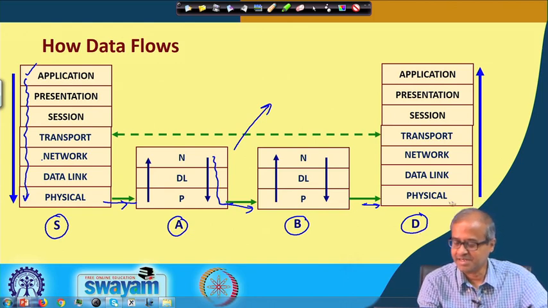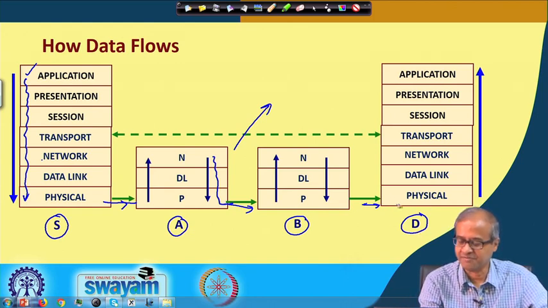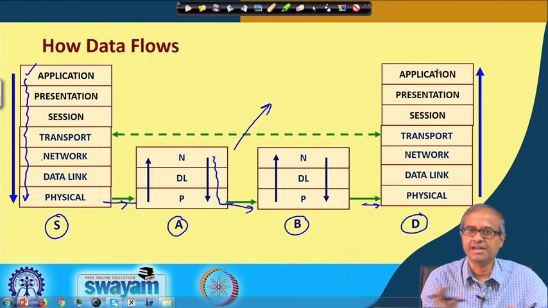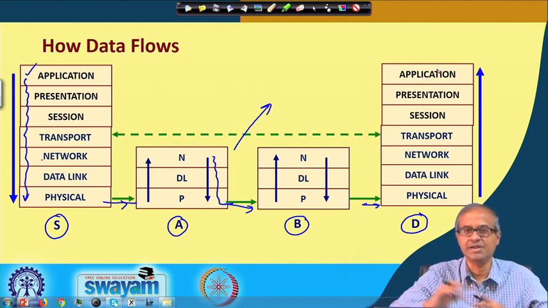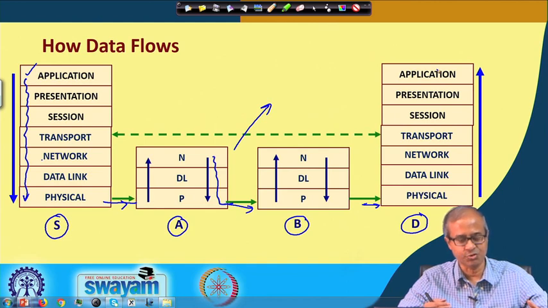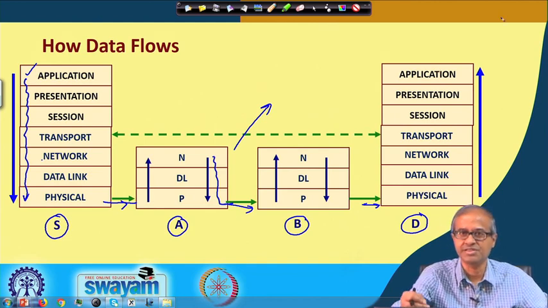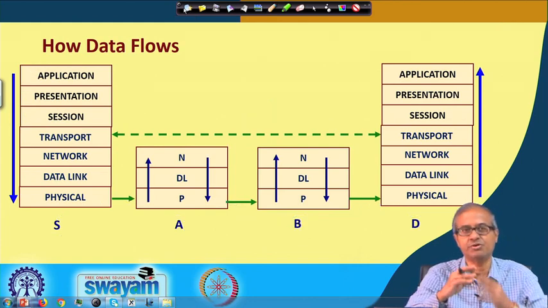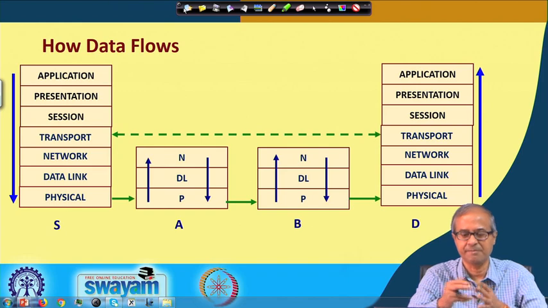In the destination, data will flow in the reverse direction from physical to data link to network up to application. So, roughly this is how data flows through this so called network stack, because the order in which the data goes down, the reverse of it is going up, that is, it is like a stack. So, this is sometimes also referred to as a network stack.